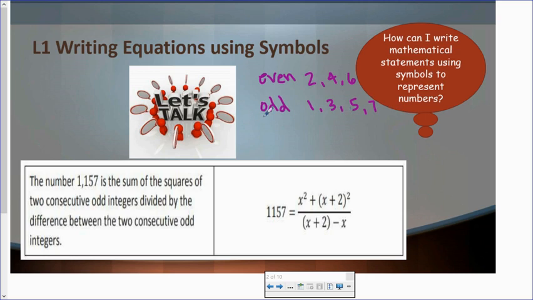Another review would be consecutive. So consecutive just means in order. Up here I have consecutive even numbers because I went in order. I did 2, 4, 6 instead of saying even numbers 2 or 52 or 82. That would not be considered consecutive. It has to go in order.